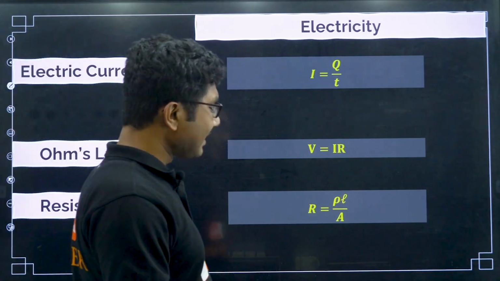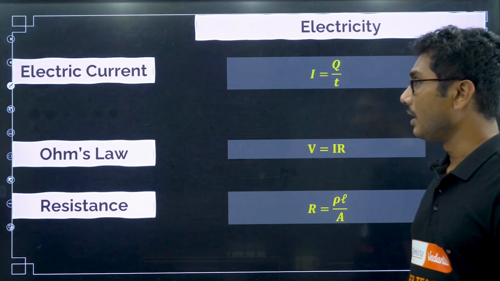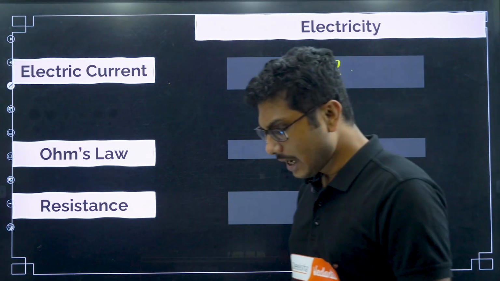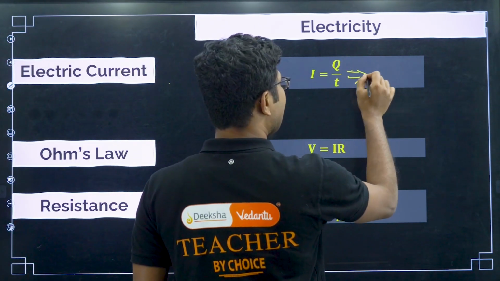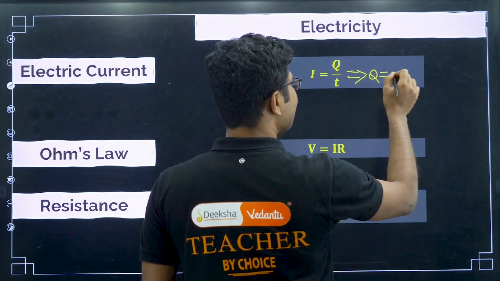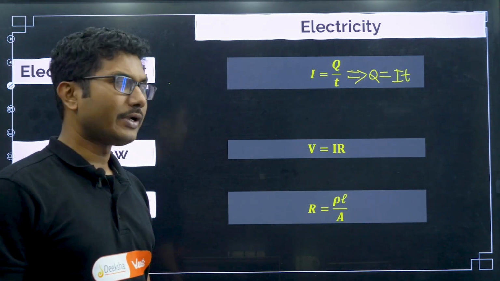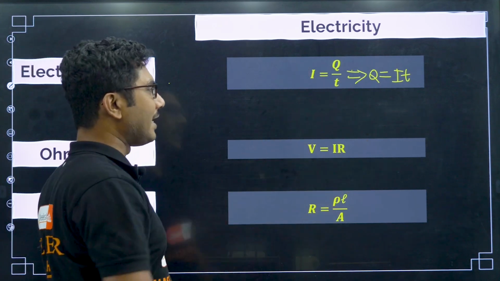Now, next part is electricity, very simple. So, in the first part we have 3 formulas, that is electric current is given by I equal to Q by T, and in case they ask you what is charge, charge is basically current times time, current into time, right. So, this is also a handy formula, but this formula is fine to remember.